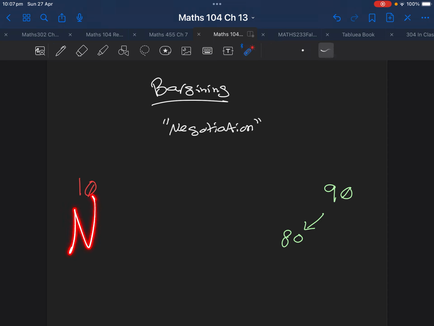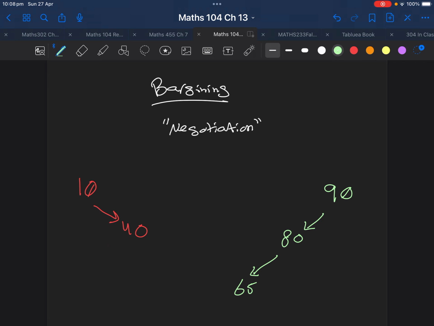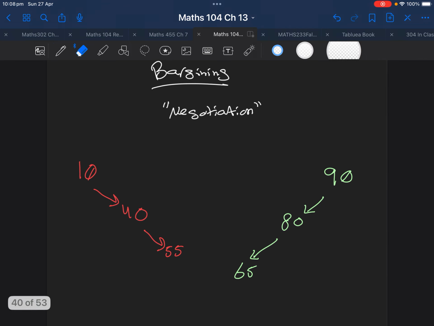You continue saying, no, I don't want it for 80. I'm willing to pay only 40. Now it's the seller's turn. He will say, no, 40 doesn't work for me, I can give you a little bit of a discount, I will make it 65. You say, no, 65 again is too much for me. I want you to sell me this product for 55. That's the money I will pay.